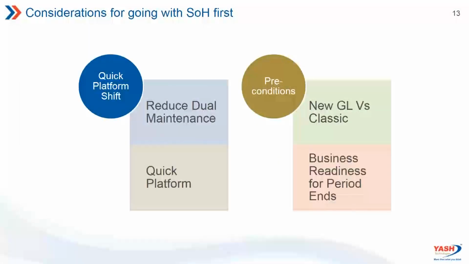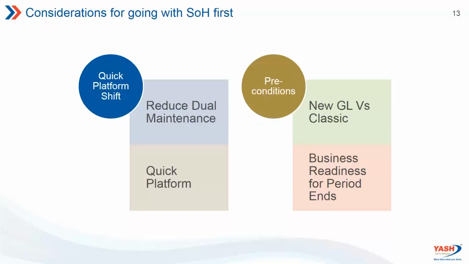So now, considerations for going with SOH first. Why would I go to SOH when I can technically go to S4HANA? It is because when we subscribe to SAP HANA, you would also be running in parallel the other database that you're currently on, so to reduce the dual maintenance and quickly get on the platform shift, or if your hardware is running out of life and you want to quickly get onto the new platform, SOH is where you would think of it, and also to give a very good platform experience, the performance improvement for your users, you might do it.